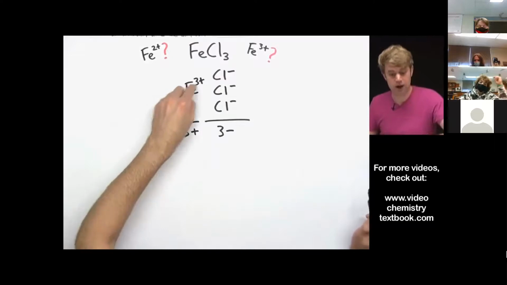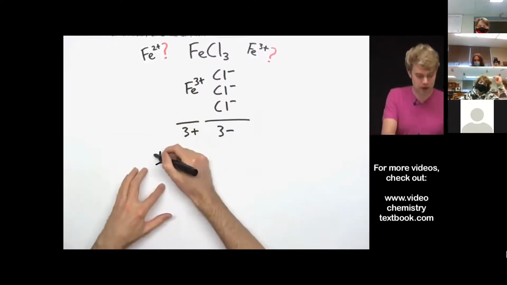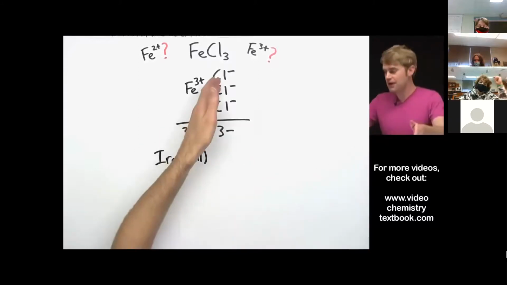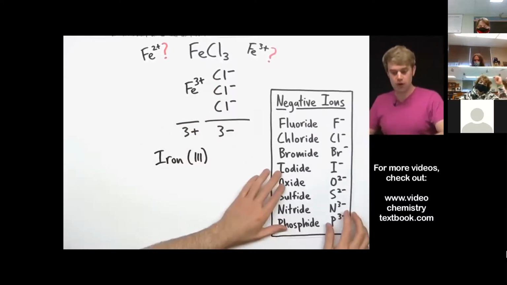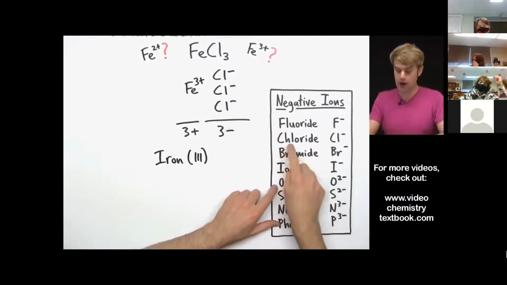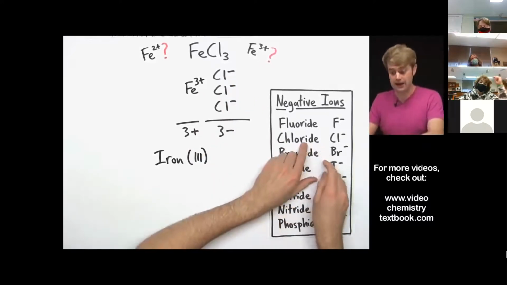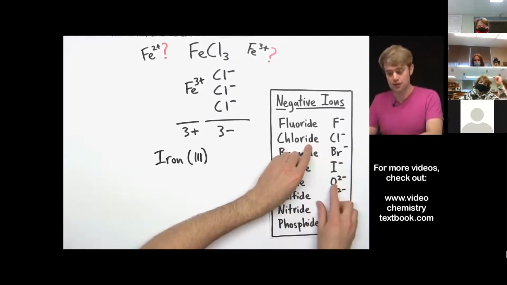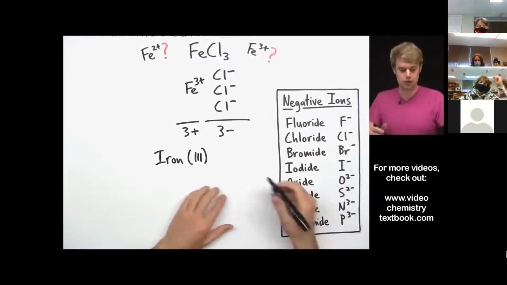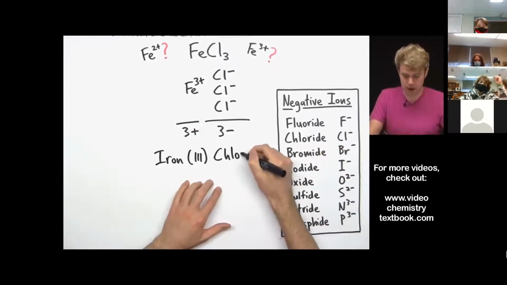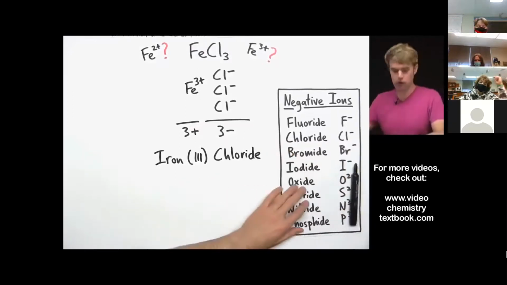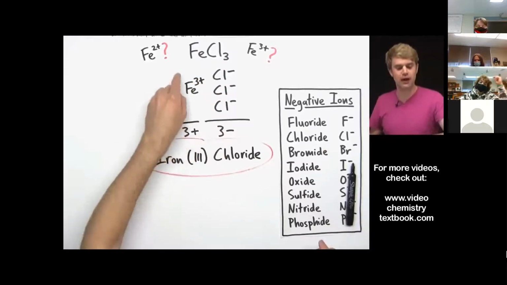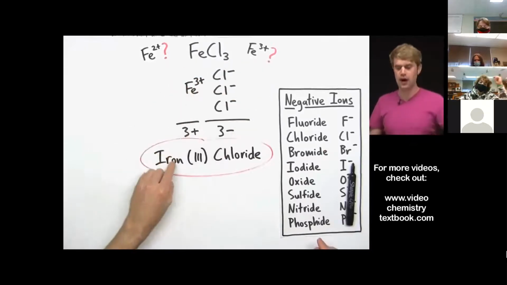And since this is iron 3+, the name for this compound is going to be iron 3. And then for Cl, when chlorine becomes a negative ion, we call it chloride. The IDE usually gets added to the name of an element when it becomes a negative ion. So chloride is what we call Cl1-. So iron 3 chloride is the name of this compound. We had to work backwards and figure out the charge of iron, and then we can call it iron 3.